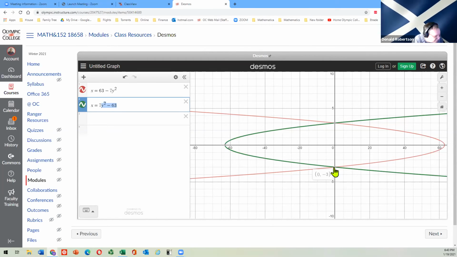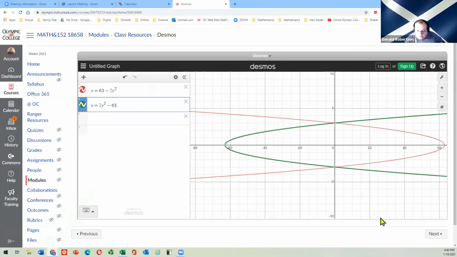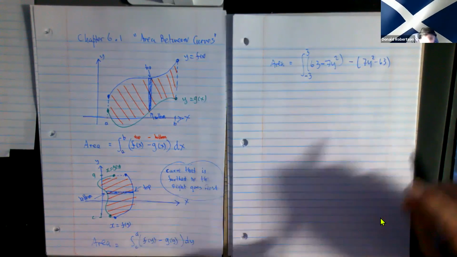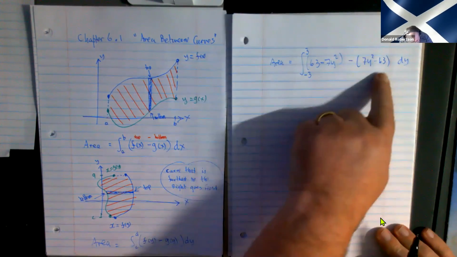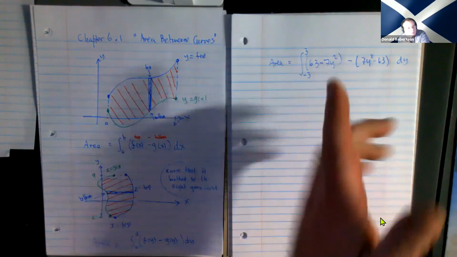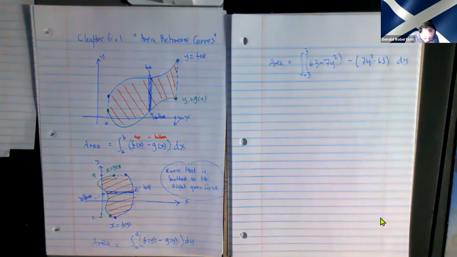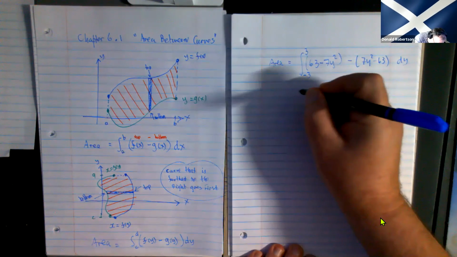Red curve first, which is 63 take away 7y squared. Red curve first because it's on the right. Take away the green one, which is 7y squared, take away 63. And now I will return to show you what I've just written. Because if you set it up right, to me, that's the hard part, right? If you can set this up, isn't it just a normal integration, right?